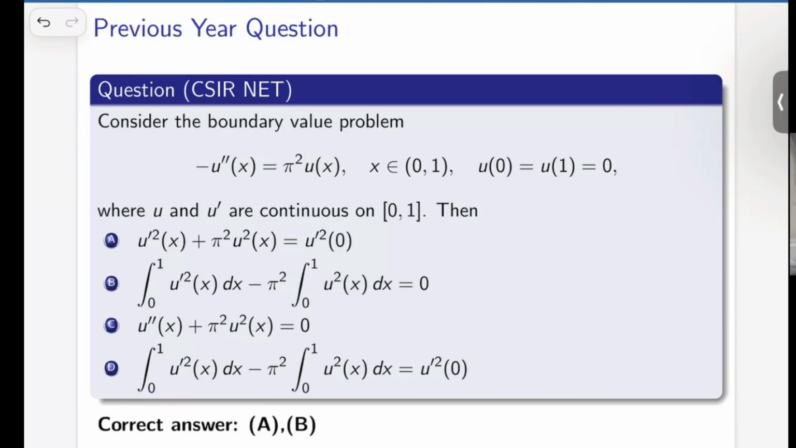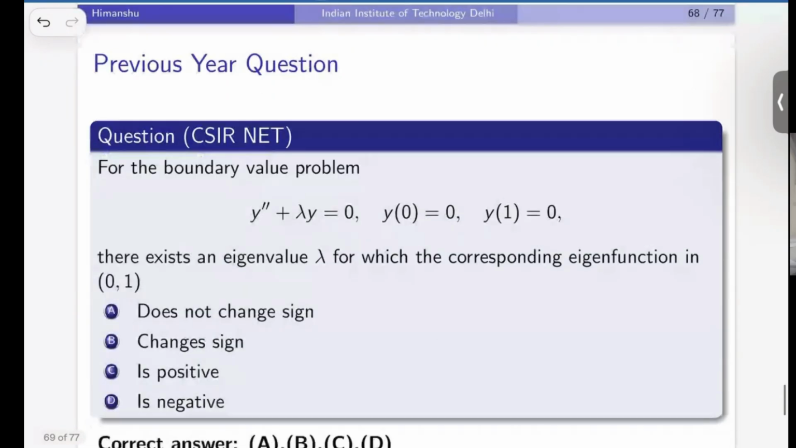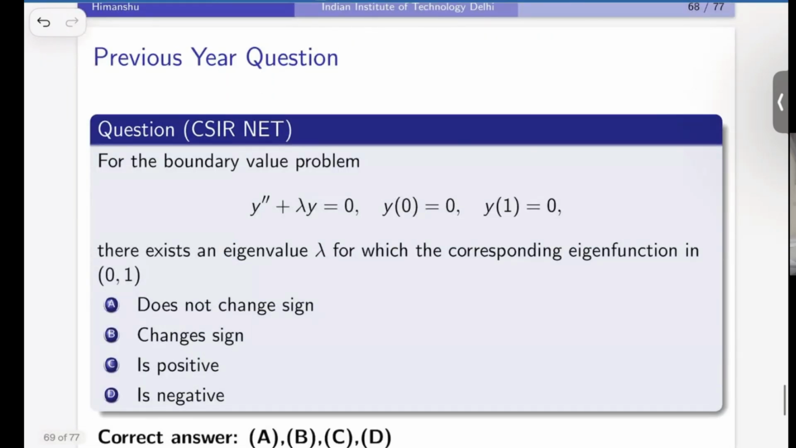Okay, great then. If you don't have a doubt, let's go to the question. So we have the boundary value problem, y double dash plus lambda y equals 0, defined on the domain 0 to 1. The boundary conditions are y(0) equals 0 and y(1) equals 0. The question is, there exists an eigenvalue lambda for which the corresponding eigenfunction is 0, 1.